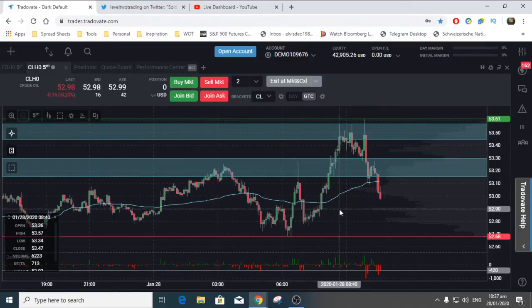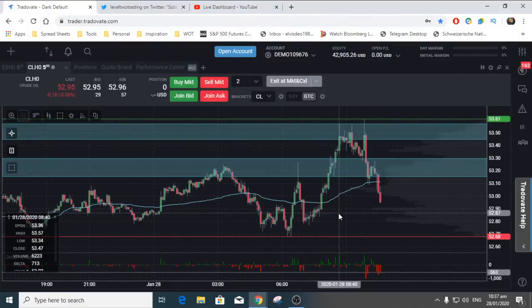52.90. Just want to snipe the market this morning. Sniping is very good if you know what you're doing and you can handle taking losses. It's all about measured risk. Once you can measure your risk and you do not over leverage.